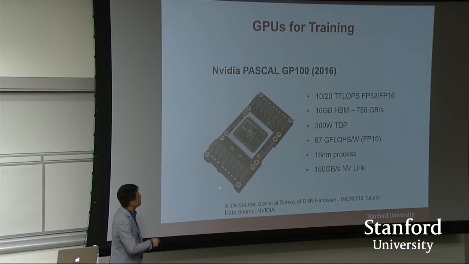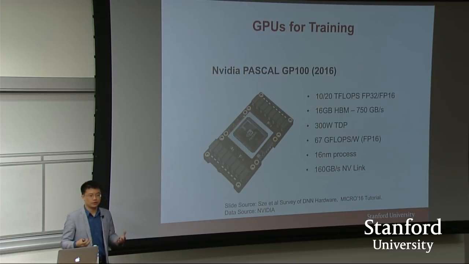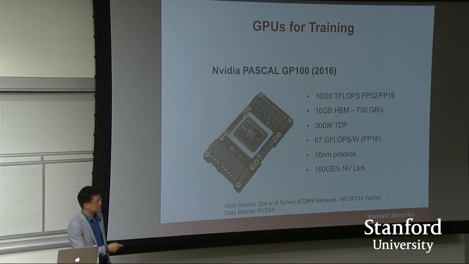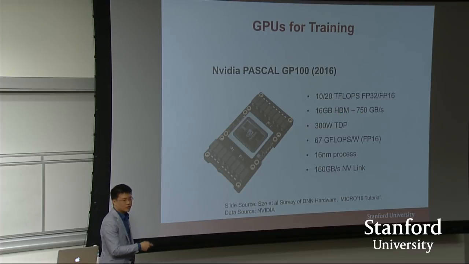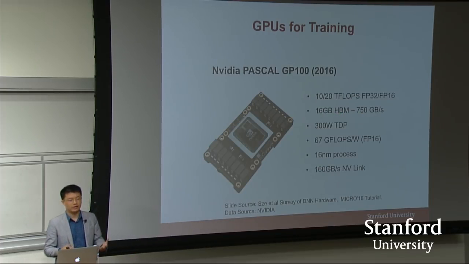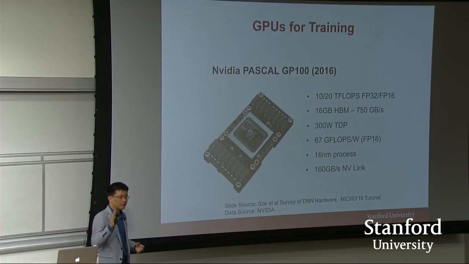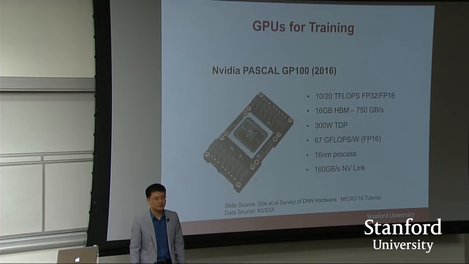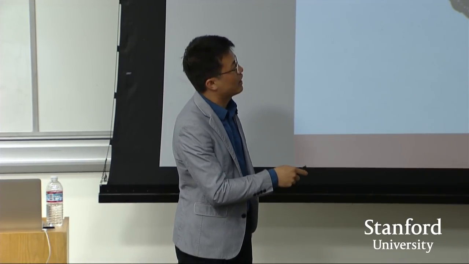This is the NVIDIA Pascal GPU, GP100, which was released last year. It supports 20 teraflops on FP16. It has 16 gigabytes of high bandwidth memory, at 750 gigabytes per second. So remember, computation and memory bandwidth are the two factors that determine your overall performance. Whichever is lower, you will suffer. This is really high bandwidth, 700 gigabytes per second, compared with DDR3, which is just 10 or 30 gigabytes per second.